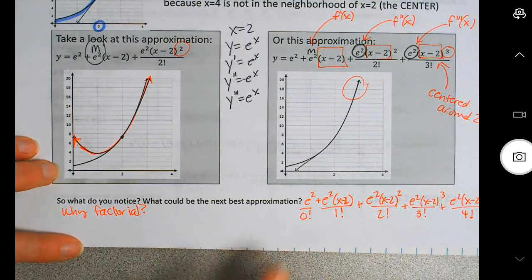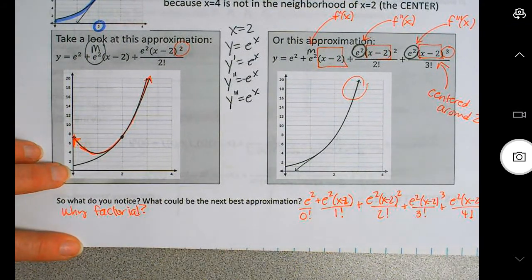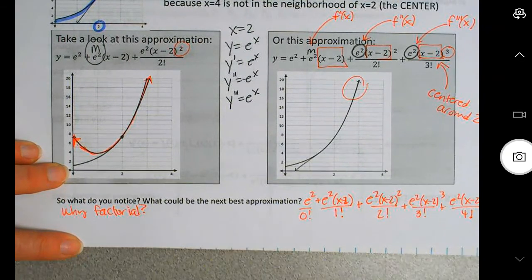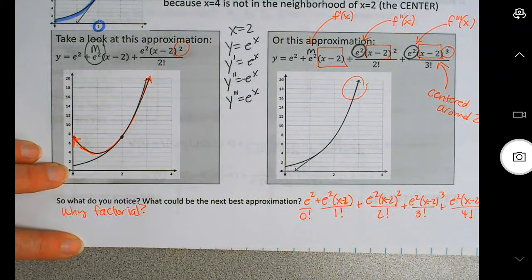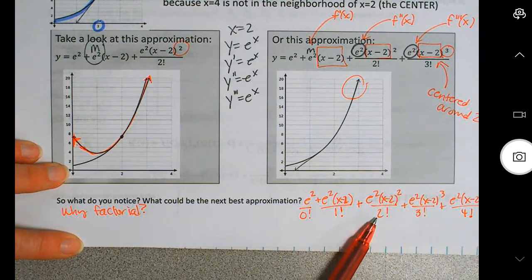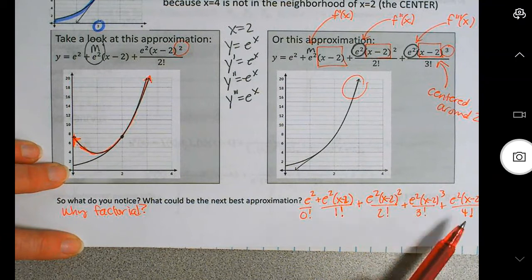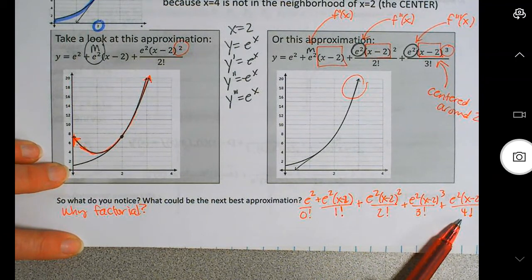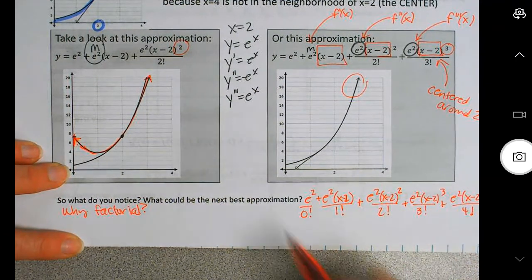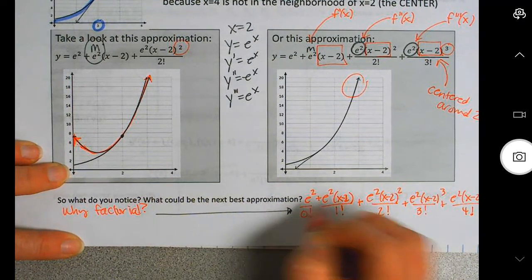Have any guesses? Wait, so if 0 factorial is 1, then how is 1 factorial also 1? Because 1 is times itself. So this is a rule, like in order to have factorial, we're going to say 0 factorial is 1. Okay. And then 1 factorial is just 1 times 1. And then this is 2 times 1. And this is 3 times 2 times 1. And this is 4 times 3 times 2 times 1.